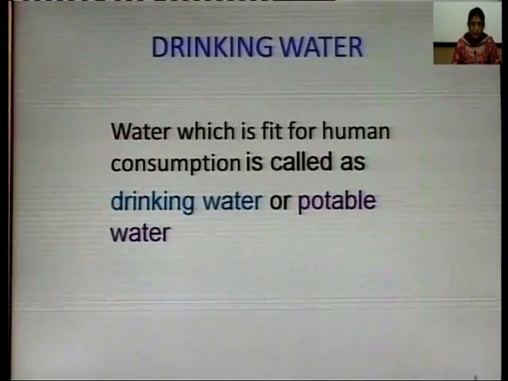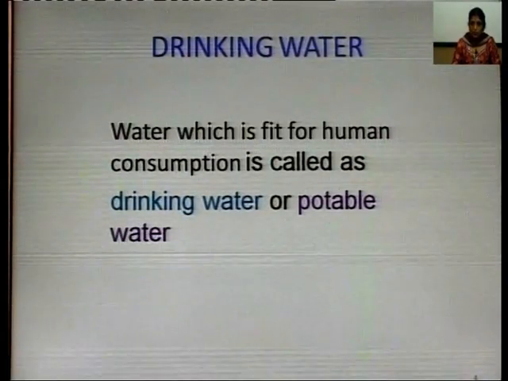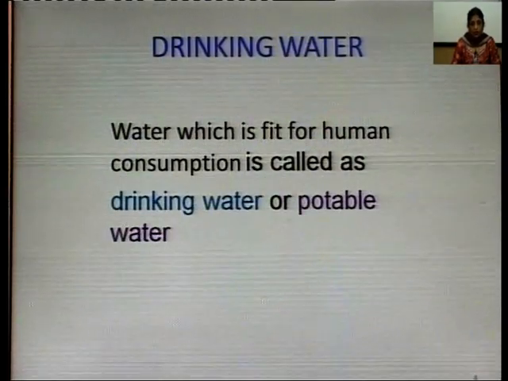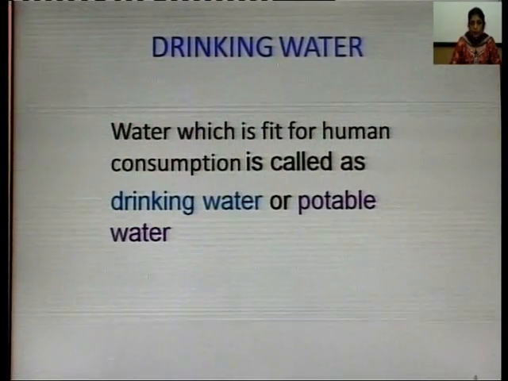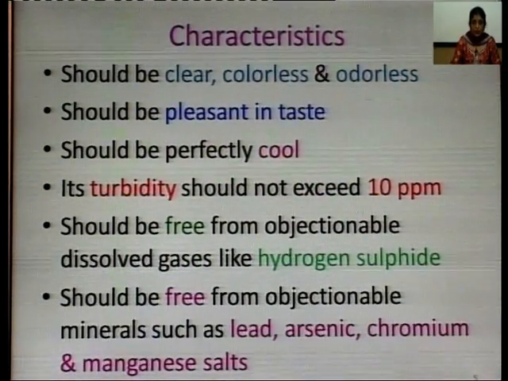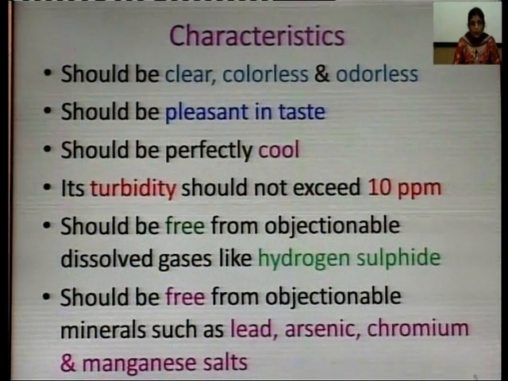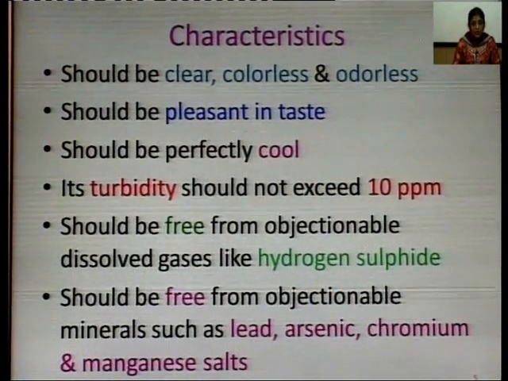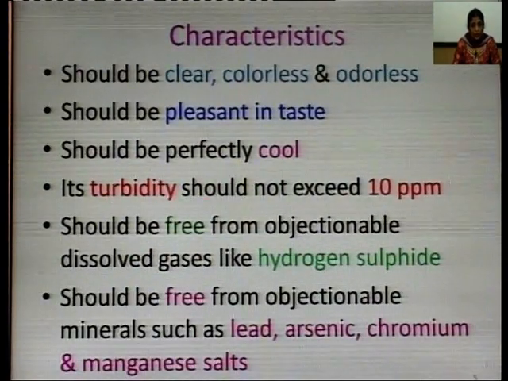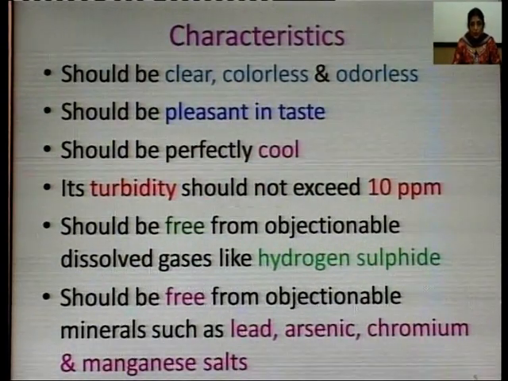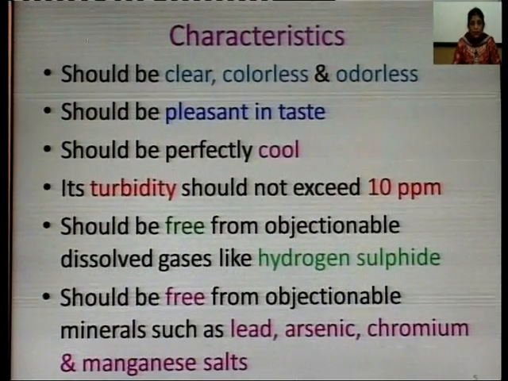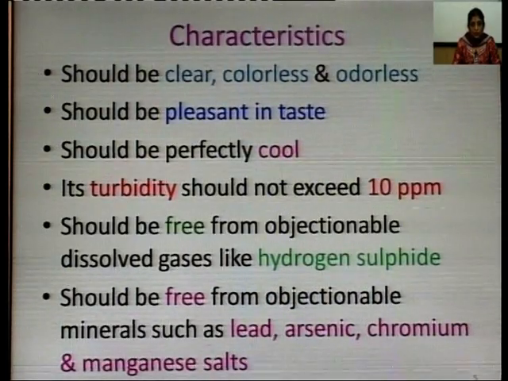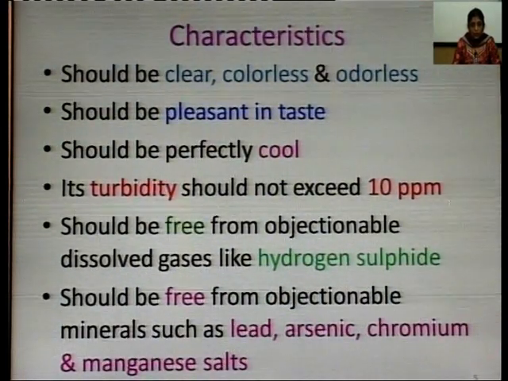So, what is drinking water? Water which is fit for human consumption is called drinking water, or potable water. So, what should be the characteristics of drinking water? It should be clear, colorless and odorless. It should be pleasant in taste. It should be perfectly cool. Its turbidity should not exceed 10 ppm, because suspended impurities make the water turbid. So, there should not be any suspended impurities.